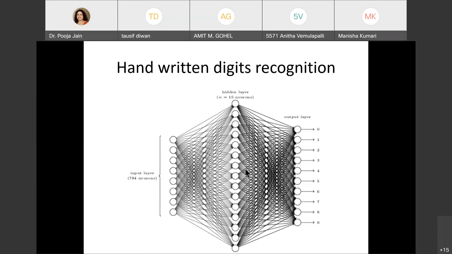This is just an example. If we want to implement handwritten digit recognition with the help of a neural network, then basically this is given as input. So one grayscale image is given as input. Suppose the size of that image is 28 cross 28. So these 28 cross 28 pixel values are given as input. Then this is one hidden layer. And finally, this is the output layer, which computes the probability of whether the handwritten digit is one, whether the handwritten digit is two, three, four, and so on.